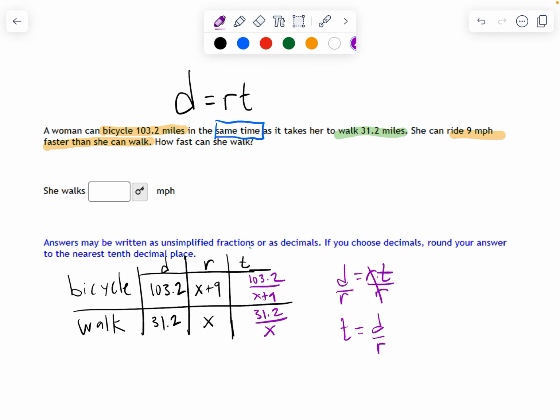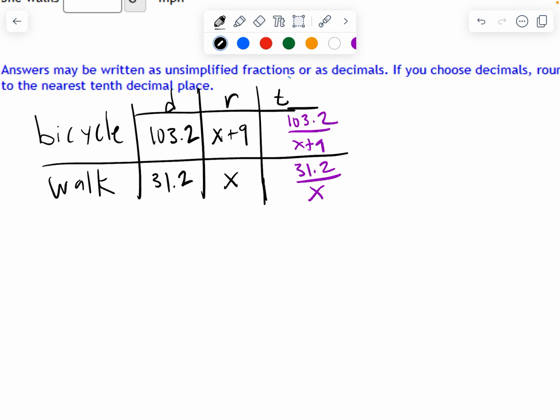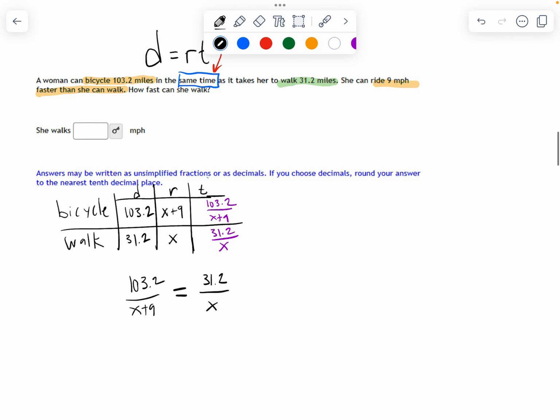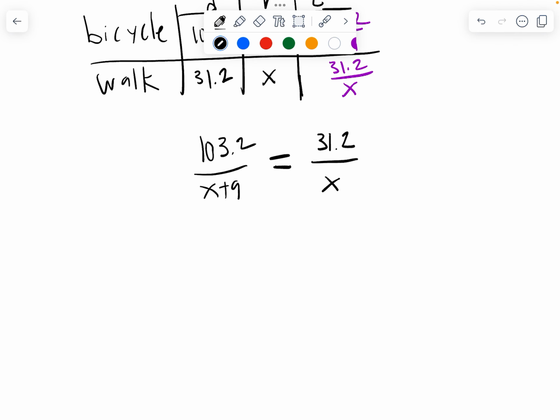On this last piece, we know that we can do those in the same time. That means that this is equal to that. And that's literally how we're going to finish solving: these two times are the same. 103.2 over x plus 9, that time, is equal to the time of her walking, 31.2 over x. And there we go. There's our relationship. That's going to be the crux for all these. It's really important to get that set up. Solving isn't too bad, it's just getting that set up. I think that really gets a lot of people tripped up.